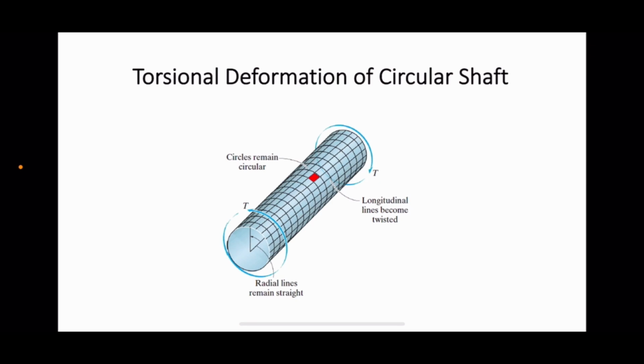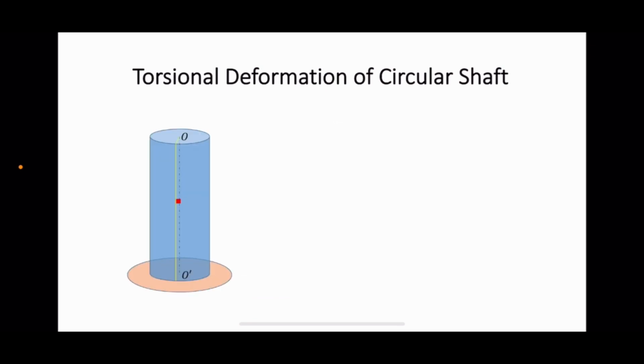Now let us analyze these deformations in detail so that later on we can base on those to understand the stress distribution within the shaft. For convenience in our visualization and analysis, let us consider the rectangular red element on the surface of the vertical shaft on the screen, with the line OO prime being the longitudinal axis. Let us zoom in on the element. Now let us see the detailed deformation of the element when a torque is applied.